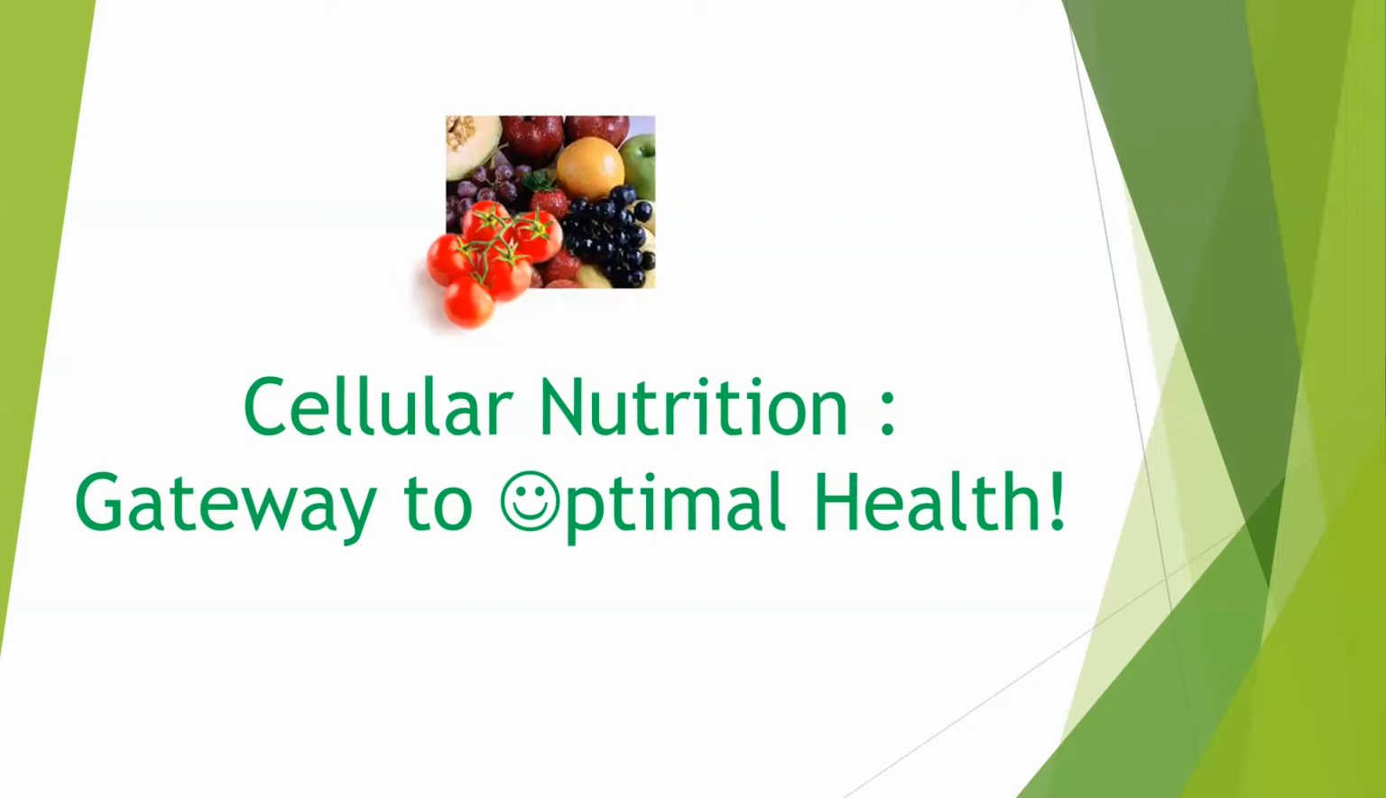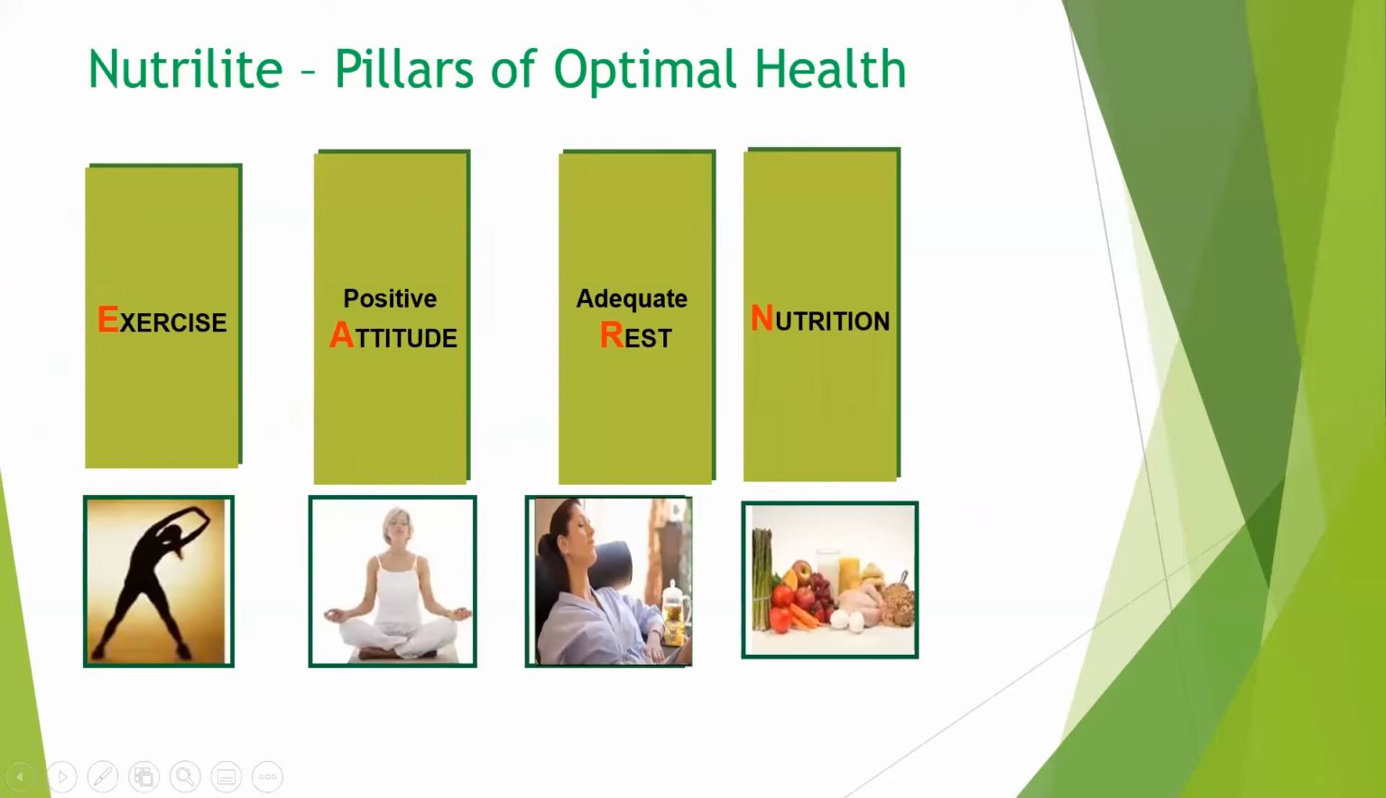And today I'm going to go into detailed aspects of what cellular nutrition is and why it is important to achieve optimal health. The first thing I want to do is lay down a very fundamental philosophy, which is not new, but very important for us to know. When we talk about optimal health, there are 4 important pillars. One is adequate exercise, positive attitude, adequate rest, and nutrition.